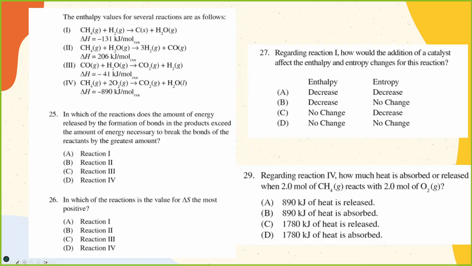Here are enthalpy values for simple reactions as follows. In which reaction does the amount of energy released by the formation of bonds in the products exceed the amount of energy necessary to break the bonds? So formation is higher than breaking. That means delta H needs to be negative.